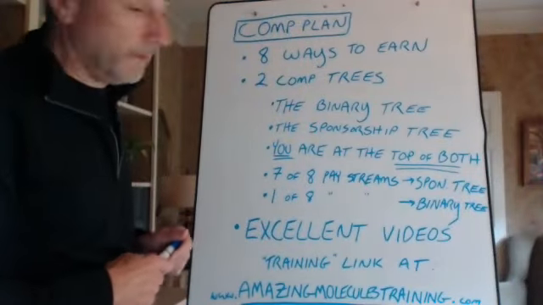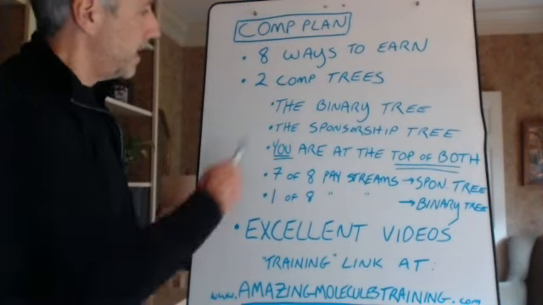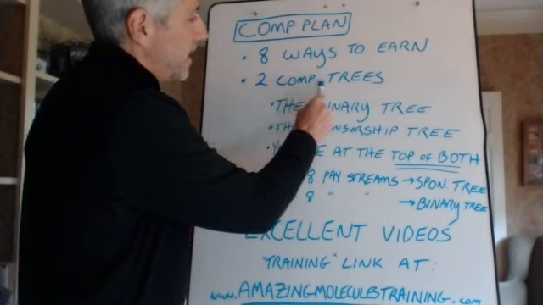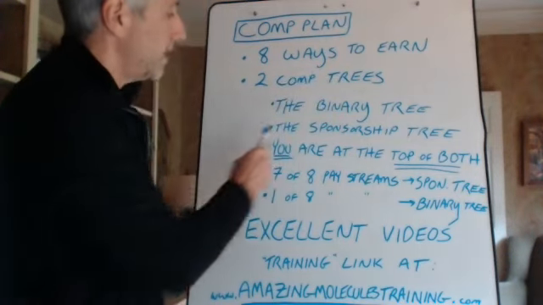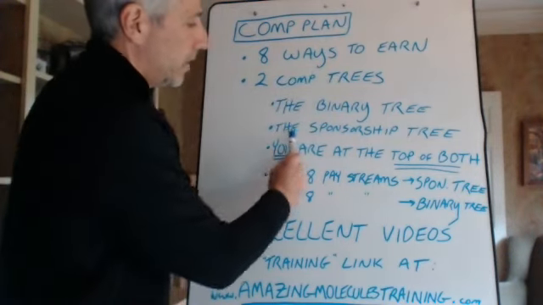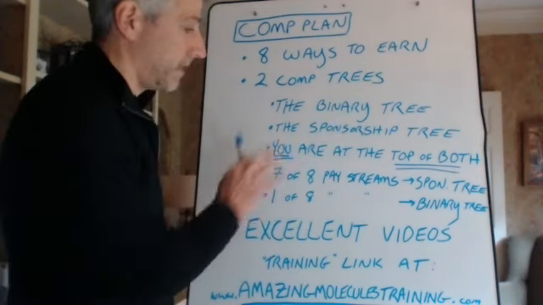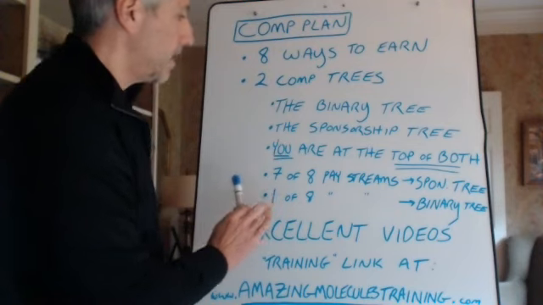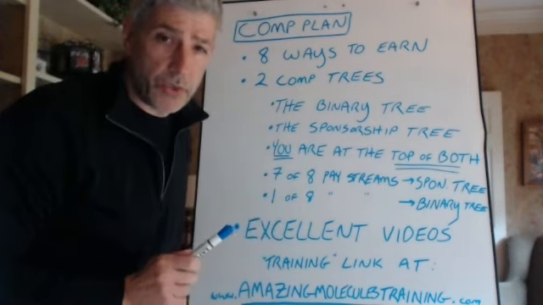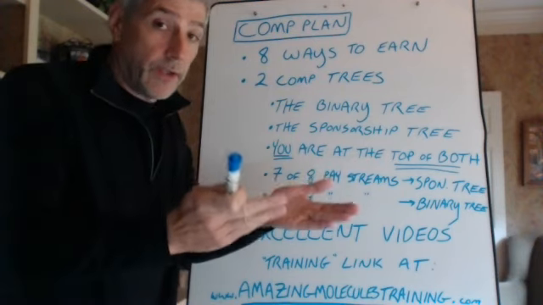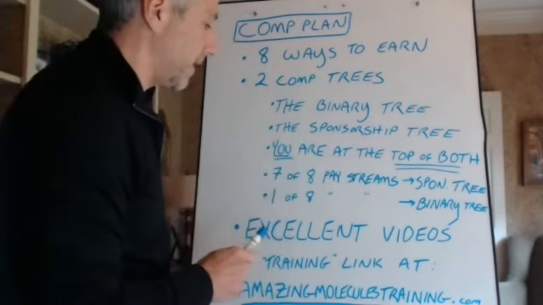It says comp plan. This comp plan, the ASEA comp plan, pays you 8 ways, right? And there are 2 different compensation trees, right? One is called the binary tree, and one is called the personal sponsorship tree. And I'm going to draw pictures of it in just a minute, but this is just some basics, right? You are at the top of both of these trees. When you sponsor someone, you don't pick, do they go in one tree or the other? They're going in both trees, and I'll show you in a minute.